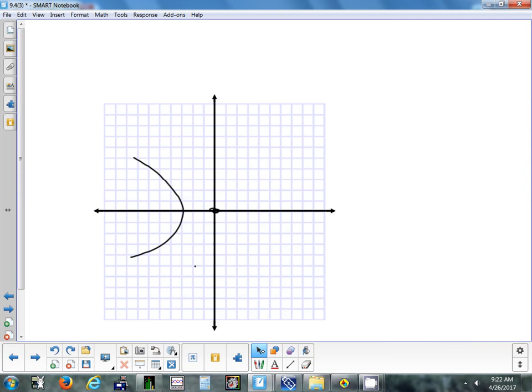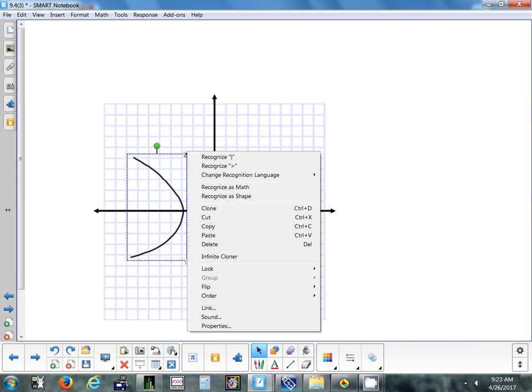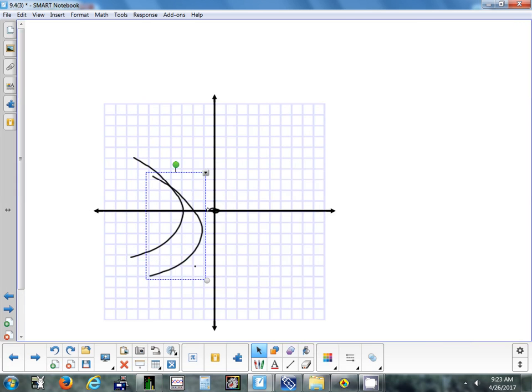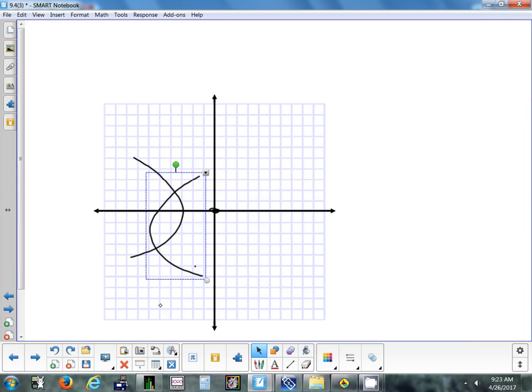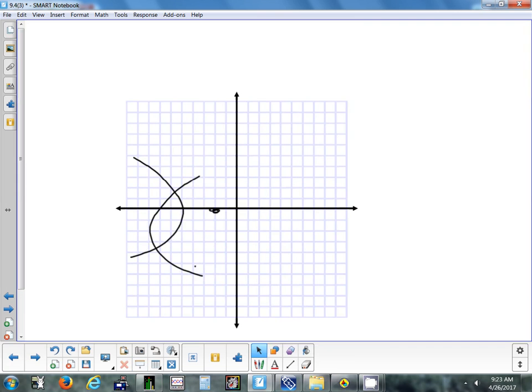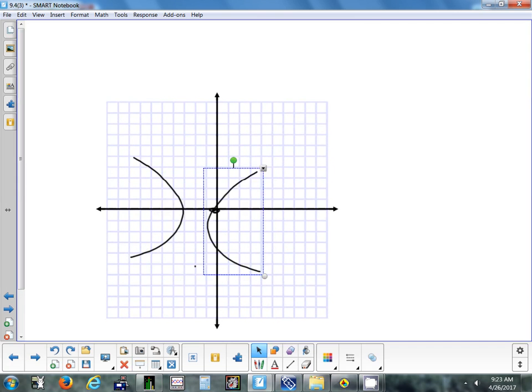Okay, and to try to make this kind of accurate, I'm just going to make a mirror image of it and put it on the other side, because that's all a hyperbola is. It's just a mirror image. Let's put that over here. Maybe about right there. Okay.